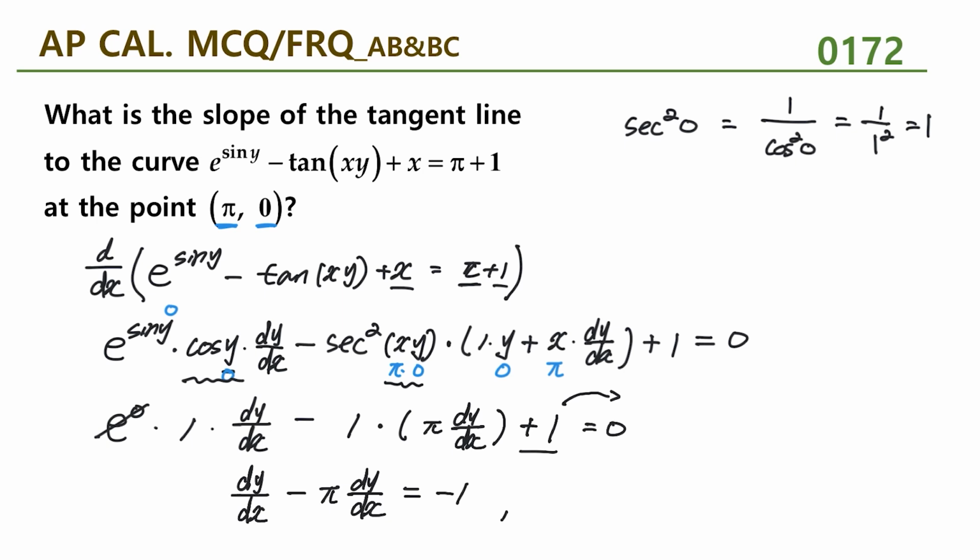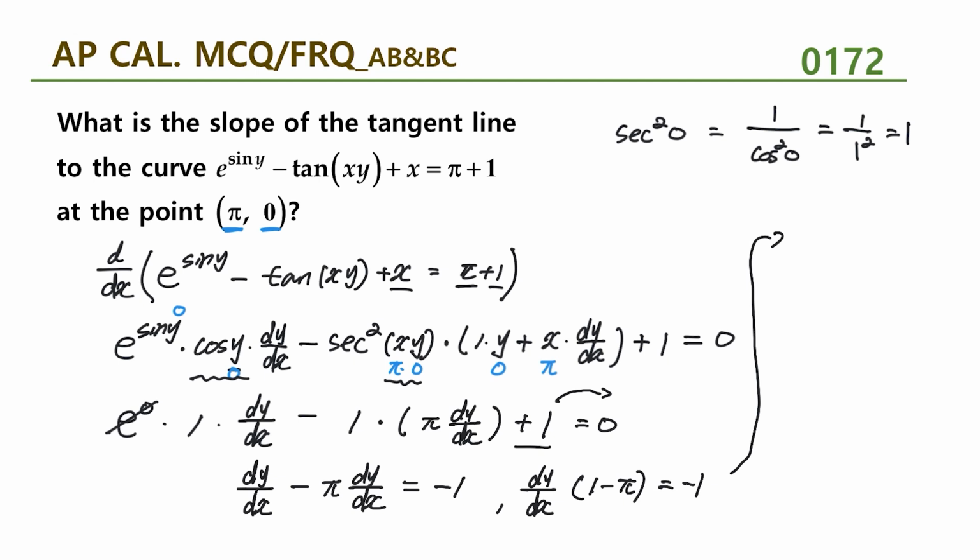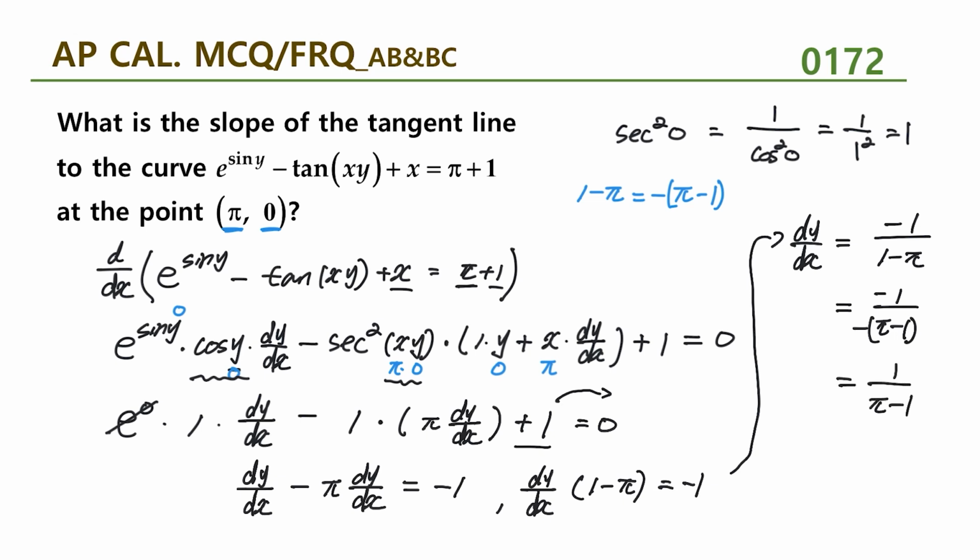So we're going to factor dy/dx. That's going to be 1 minus pi, is equal to negative 1. So dy/dx is equal to negative 1 over 1 minus pi. Well, we can rewrite this as 1 over pi minus 1, right? Because 1 minus pi, if we switch this to pi minus 1, that is equal to negative times pi minus 1, right? So negative 1 over negative (pi minus 1), that's 1 over pi minus 1. Okay?